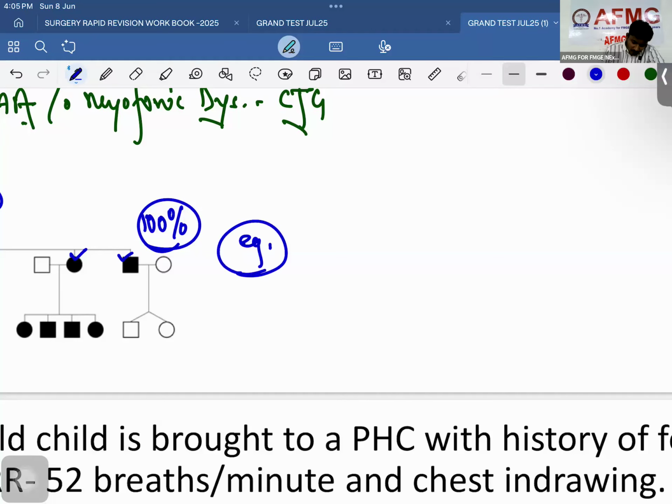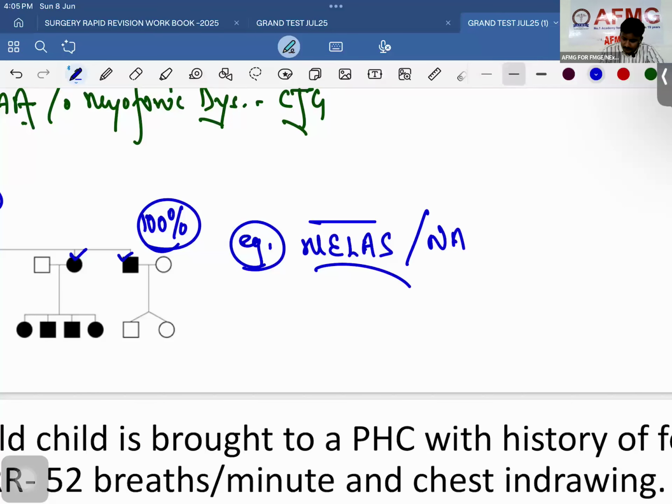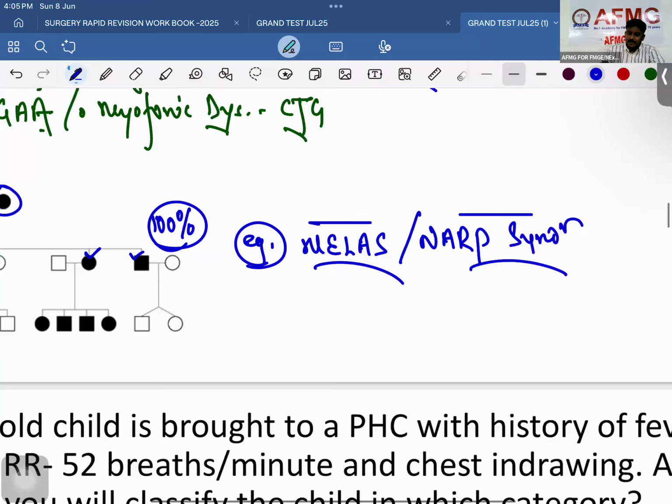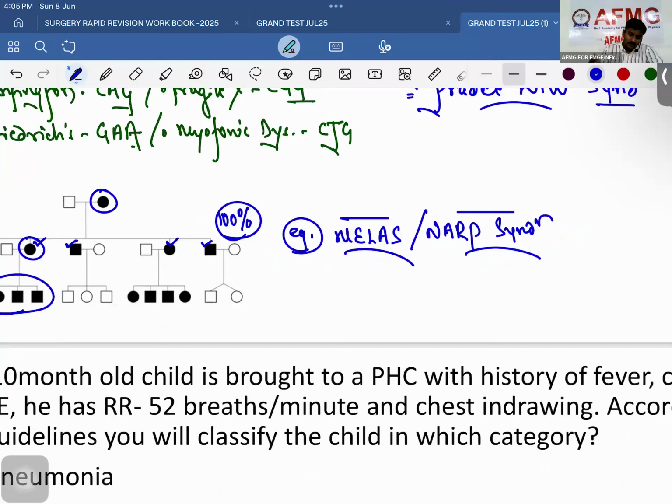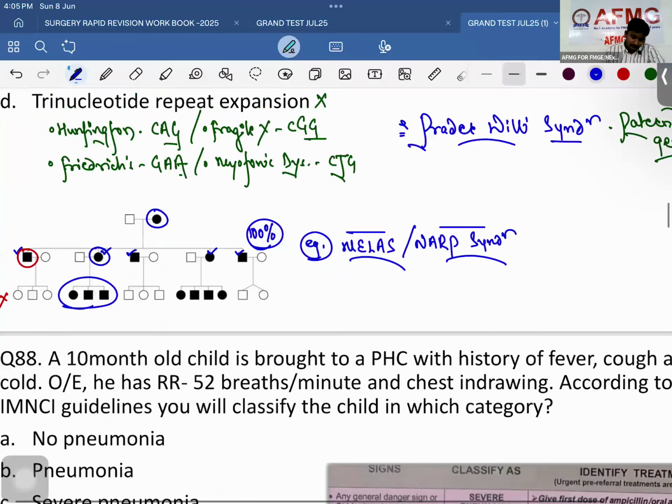So example, if I talk about, beta, it will be MELAS, that is mitochondrial encephalopathy, lactic acidosis, and stroke-like episodes, beta. Next is NARP syndrome, beta. NARP syndrome is neurological manifestations, ataxia, and retinitis pigmentosa. Then there is Leigh syndrome, Leber's hereditary optic neuropathy, multiple of them.